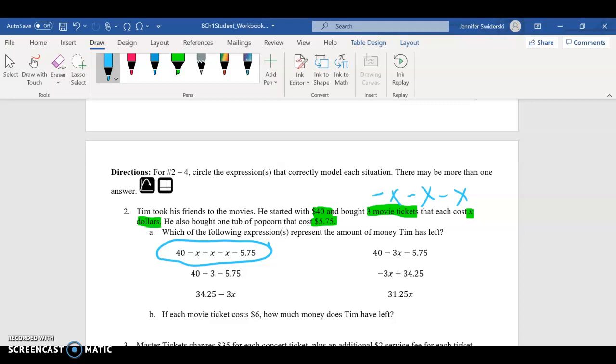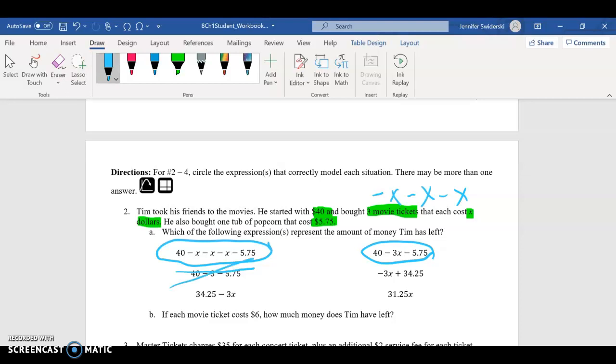How is this statement different than this statement? Well, you might be saying, Mr. Dursky, they tacked the 3 onto the x. Right. Will that work? Why or why not? Yeah, that will work because negative x, three times, gives you negative 3x. This one right here will not work. But Mr. Dursky, you subtract 3. Right. Remember, we don't know how much the movie tickets are. This is saying he starts with $40 and he subtracts $3 and then another 5.75. That will not work because we don't know how much tickets are.